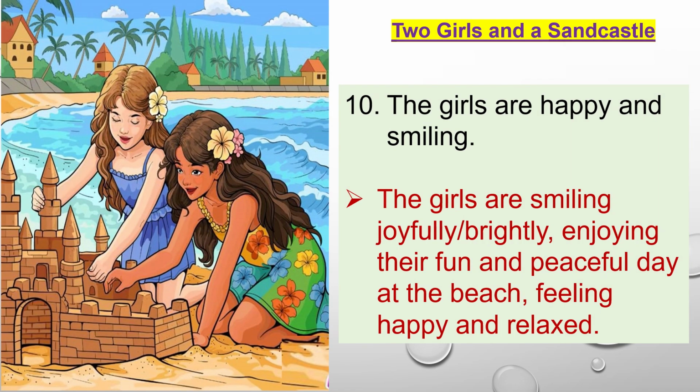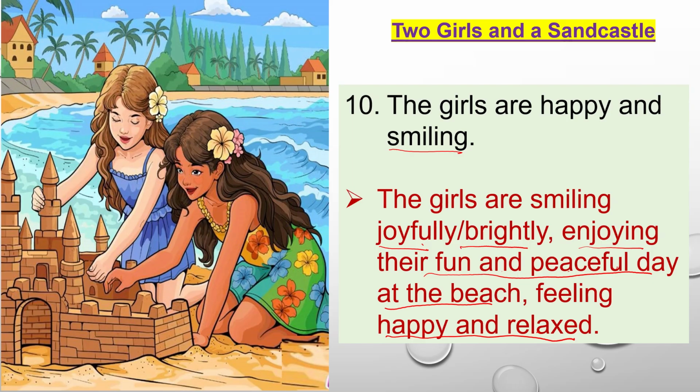The last sentence, the girls are happy and smiling. Instead of that, what you can write: the girls are smiling joyfully, or instead of joyfully, you can write brightly, enjoying their fun and peaceful day at the beach, feeling happy and relaxed. Now, enjoying their day tells us more about how they feel. Okay, joyfully, fun and peaceful day, happy and relaxed add emotion and mood to the picture in your writing.